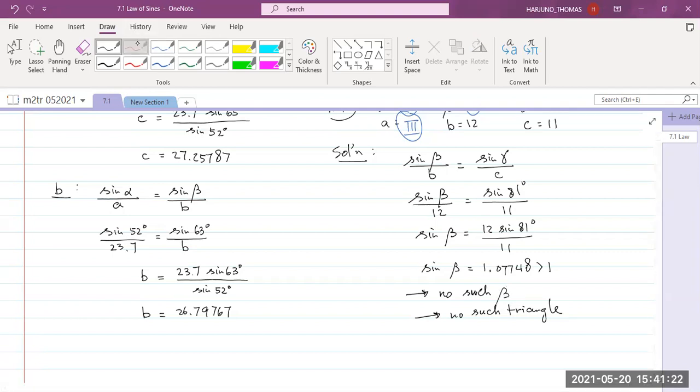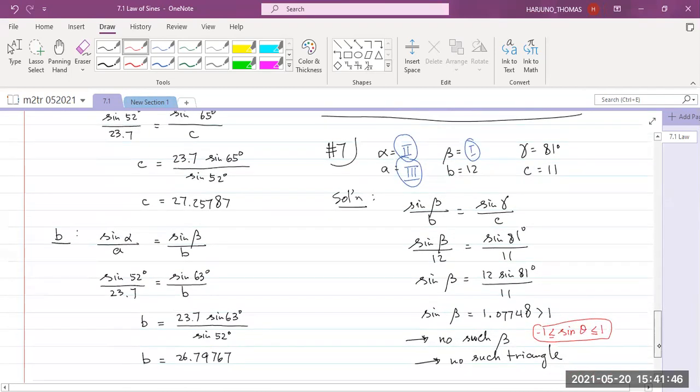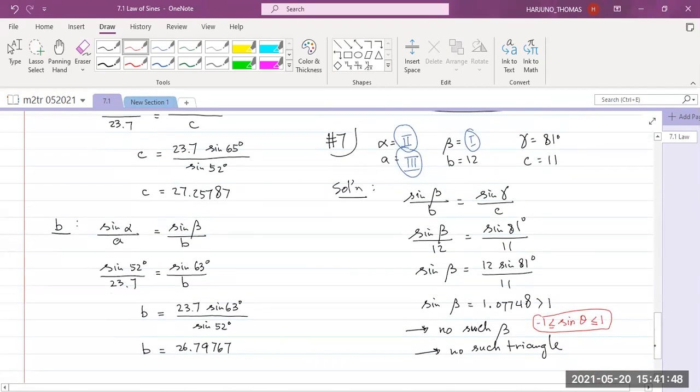Okay. Why no such angle? Why no such beta? Notice that sine theta has the range between -1 to 1 only. So once you have sine of an angle to be more than 1 or less than -1, then there's no such angle. So from here, how to solve this triangle? Well, no solutions, because even when I did beta, there's no such angle.